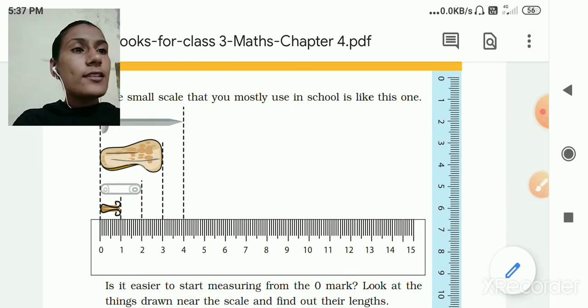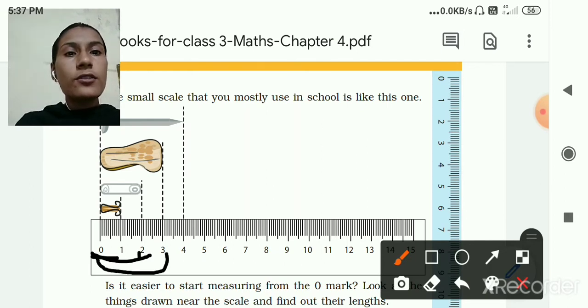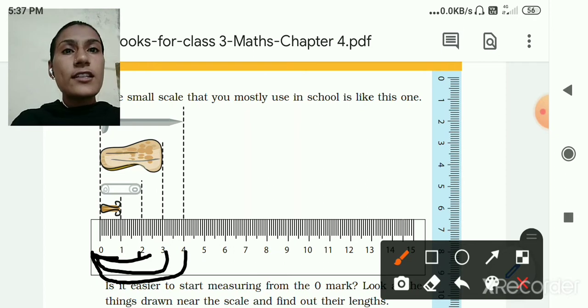You can see this paper clip, 0 to 1. So 1 centimeter long. Then this safety pin, that is 2 centimeters long. Then this pebble, 0 to 3, so 3 centimeters long. And this nail, 0 to 4, so that is 4 centimeters long. So first one 1 centimeter, then 2 centimeters, 3 centimeters and 4 centimeters long.